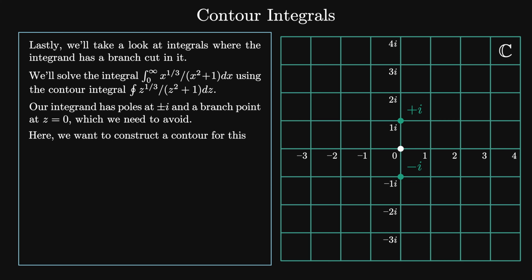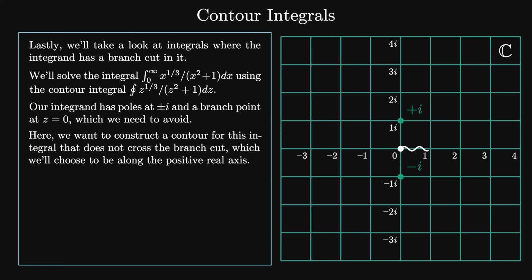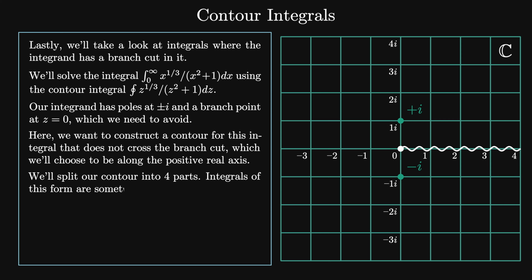Here we want to construct a contour for this integral that does not cross the branch cut, which we'll choose to be along the positive real axis. We'll split our contour into 4 parts. Contours of this form are sometimes called keyhole contours.